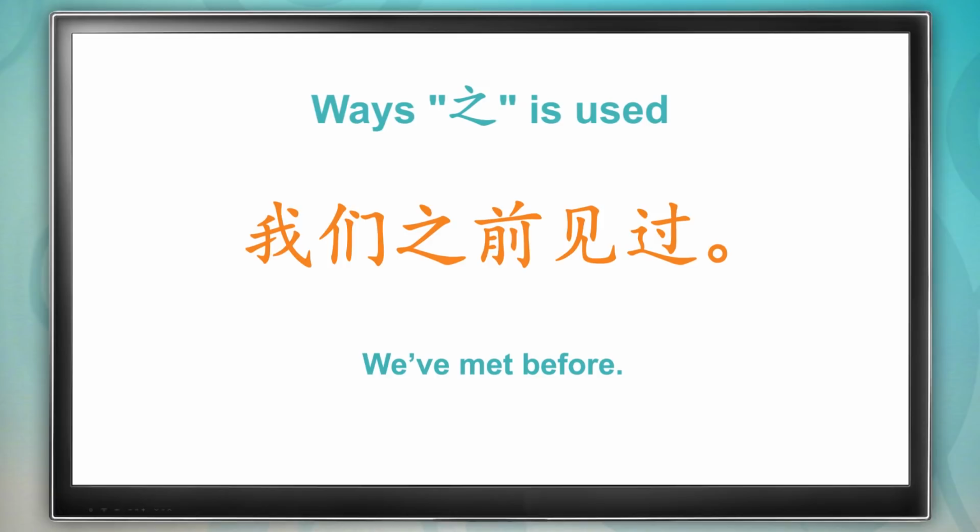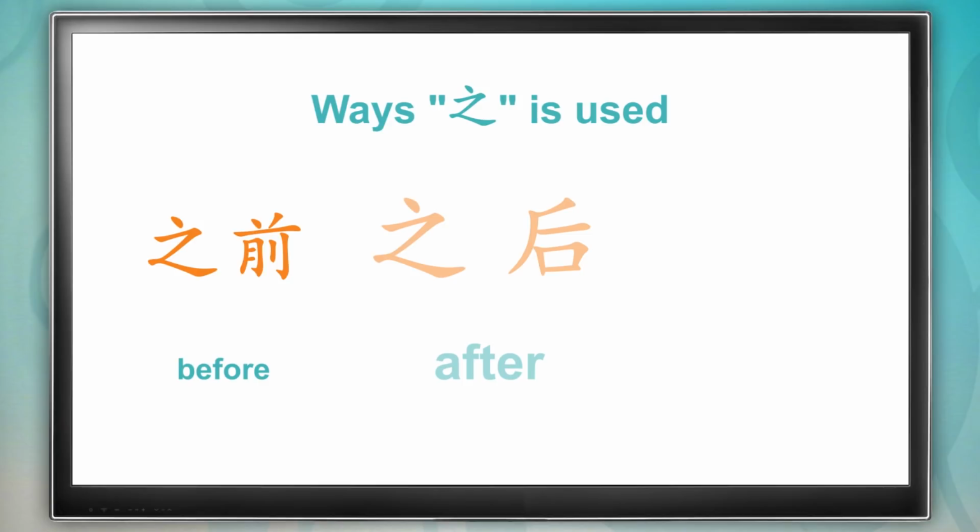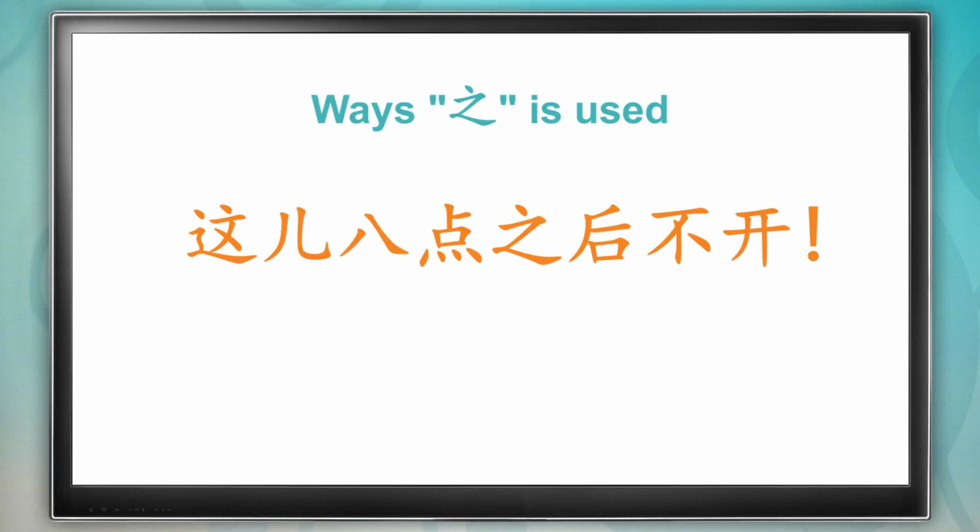Let's look at a similar phrase that uses 之. Read it with me. 之后. Good job! Remember from Yoyo 300 that 后 means after. Similar to how we use 之前 to show what comes before, we can use 之后 to show what comes after. Let's look at an example.